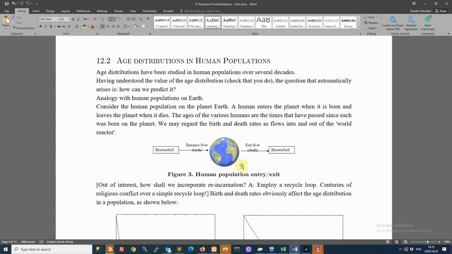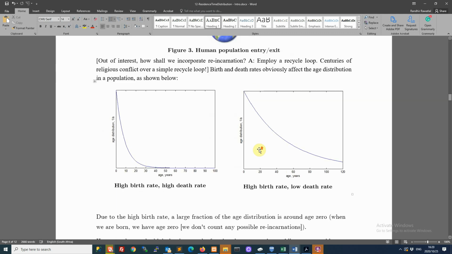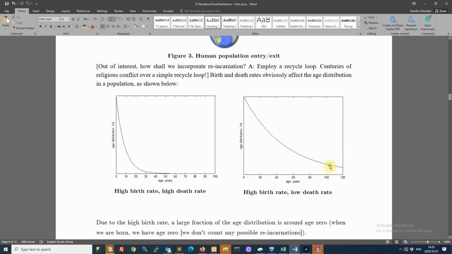There's a certain other fraction that's more than 90 years old, and so on. So we can imagine that there exists an age distribution in the planet Earth. And of course, then we can also talk about an age distribution in a particular country. So the age distributions may be different from place to place. One country's average age may be greater than another country's average age due to differences in nutrition and other factors like that. So there exists an age distribution in a space.